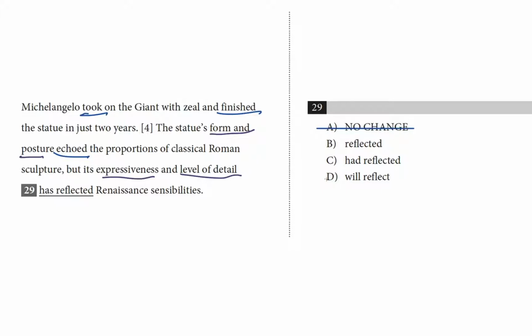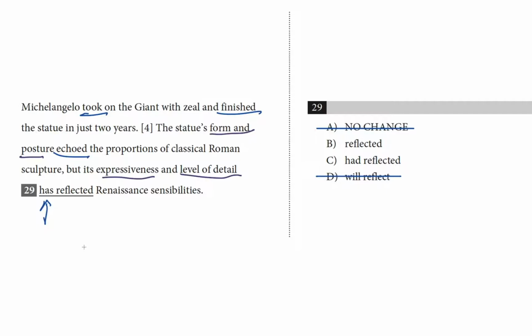Because has reflected is present tense. When you see a 2-verb phrase, look for the helper verb, because that will tell you the tense of the phrase. And choice D, will reflect, is future tense, which is, again, not the past. So that leaves us with choices B and C, reflected and had reflected.